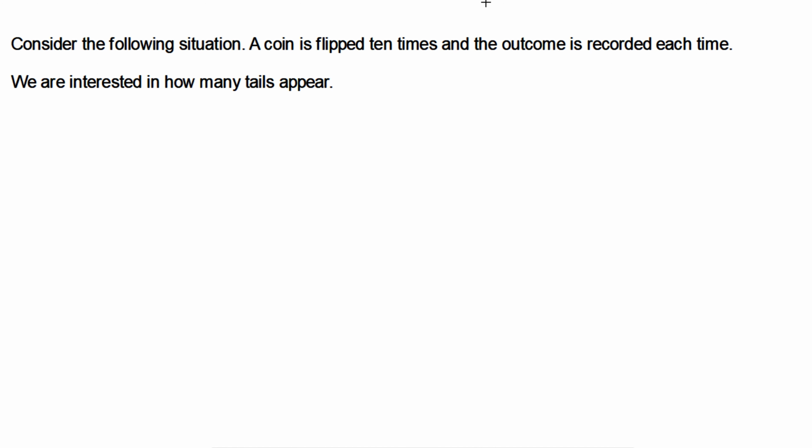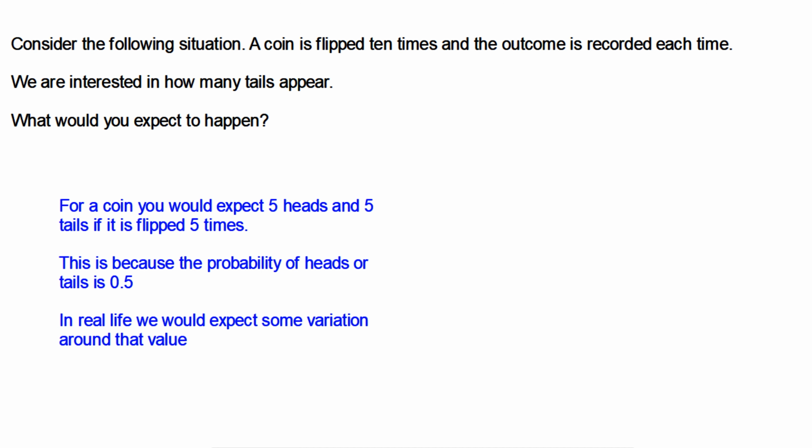So, if we consider the following situation, a coin is flipped 10 times and the outcome is recorded each time. Now we are interested in how many tails appear. So my question is, what would you expect to happen? Well, knowing a coin, you would expect 5 heads and 5 tails if it's flipped 10 times. And that would be the theoretical expectation there. This is because the probability of heads or tails is about 0.5.